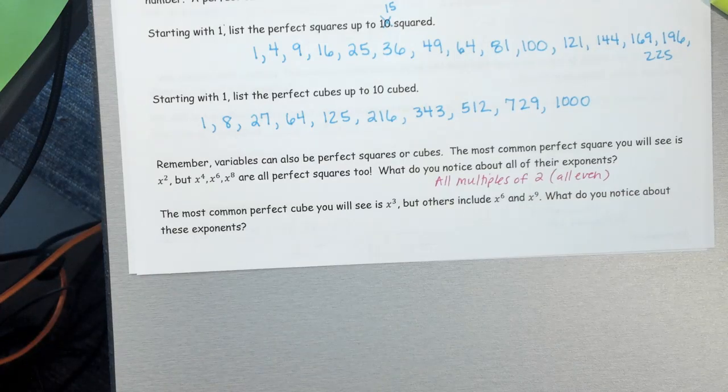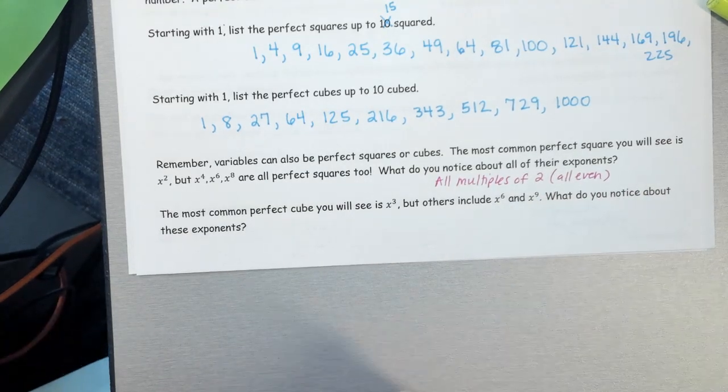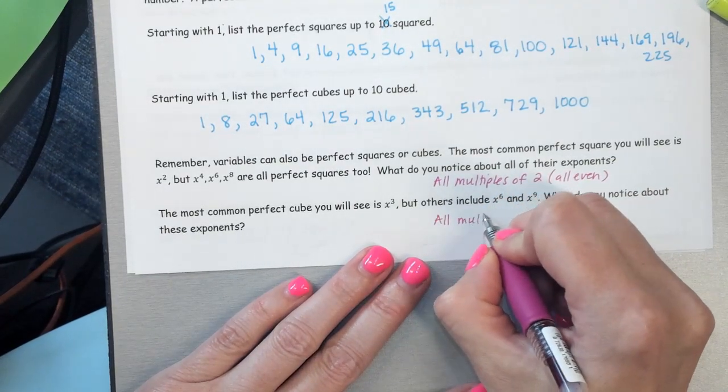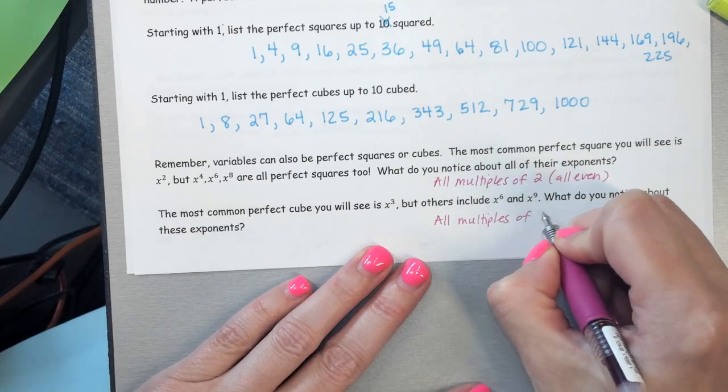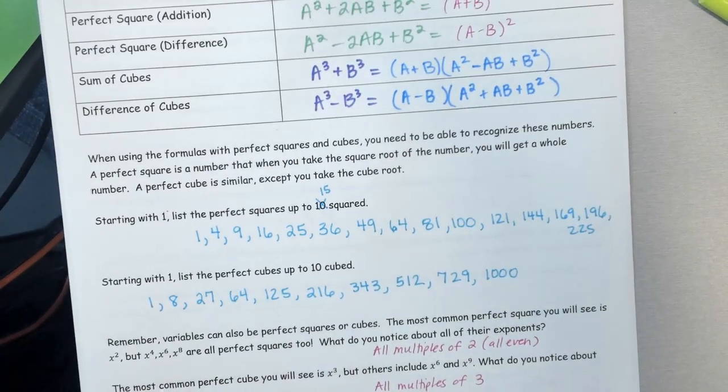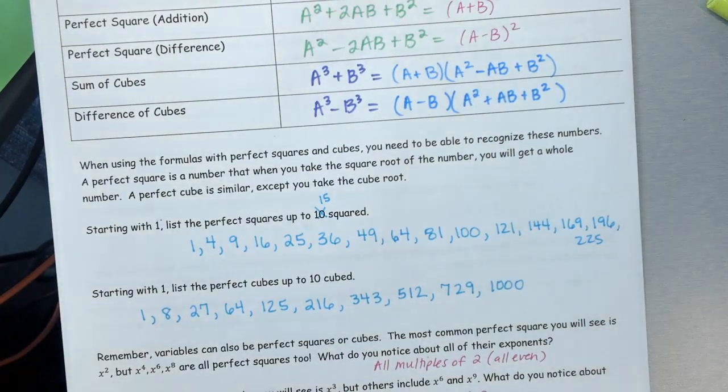Okay, and then the most common perfect cube you'll see is x to the 3rd, because when you cube root that, you get x. But you couldn't have x to the 6th, right? You get x to the 6th by multiplying x squared times x squared times x squared. You get x to the 9th, x cubed times x cubed times x cubed. What do you notice about those exponents? Yeah, they're all multiples of 3. You could also say they're all divisible by 3, but they're not all odd, and they are not all even, I guess, because there's only one that's even.